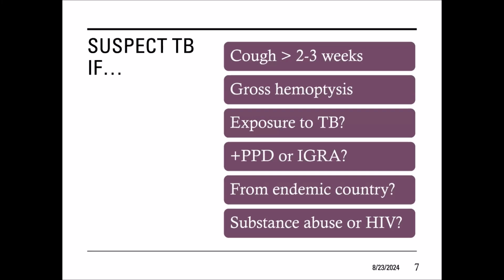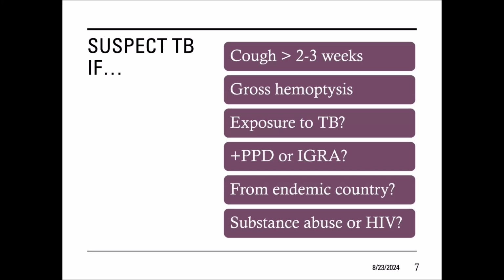But if you don't think that TB could be a cause of gross hemoptysis, you're going to miss it until a number of people have been exposed. You're going to suspect TB if the patient is sick and says they've been exposed to TB in the past. Maybe they were born overseas, or maybe they had exposure to TB when they were younger. You're going to suspect TB if they're known to have a positive skin test or IGRA blood test, such as a quantiferon.